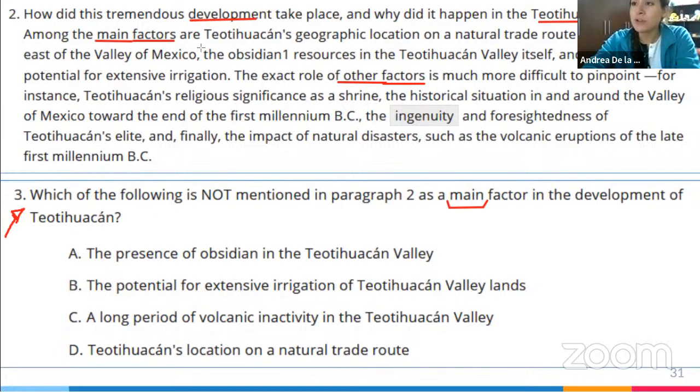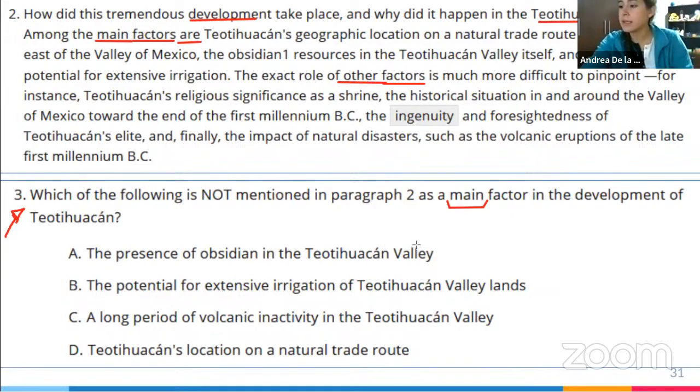Among the main factors, the question is, what is not a main factor? Remember what we said? In order to find the one that is not a main factor, we need to find first the main factors and then eliminate those in the options. What are the main factors?